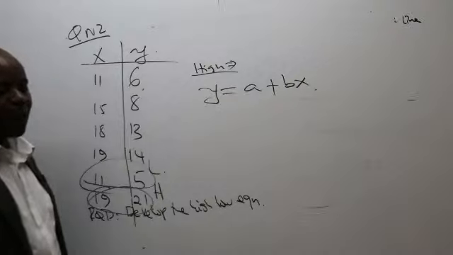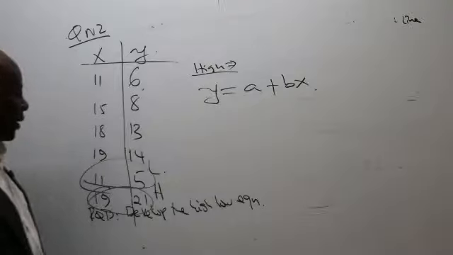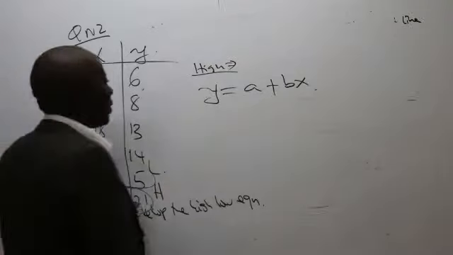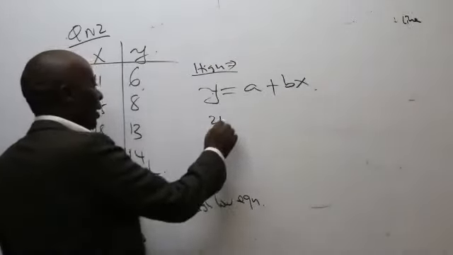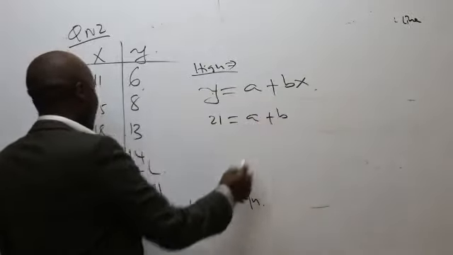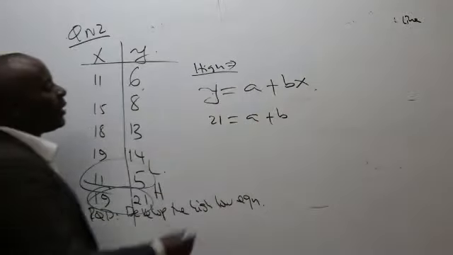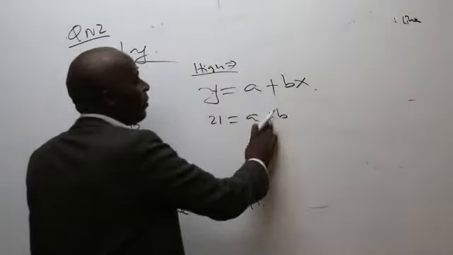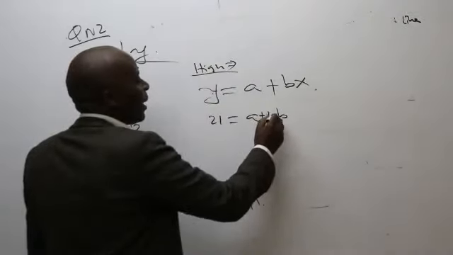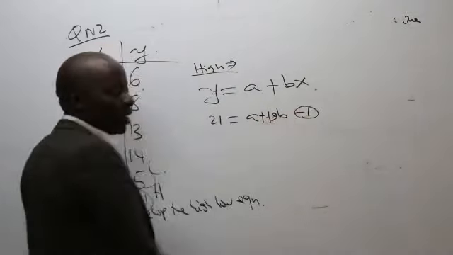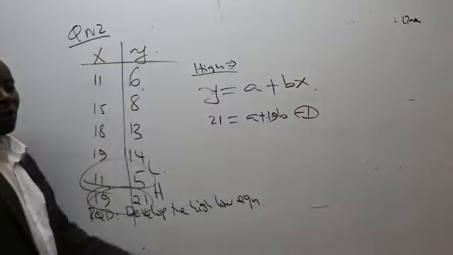So Catherine has said that the high equation, y which is 21, equals a plus b times what here? X, which is 19. So Catherine wrote b times 19, and I say just write a plus 19b. Call this equation number 1.